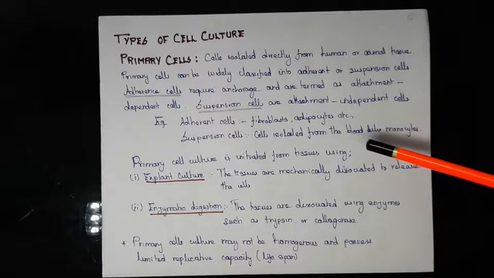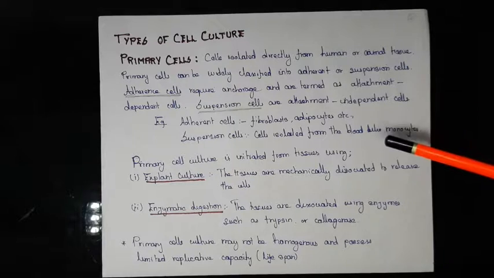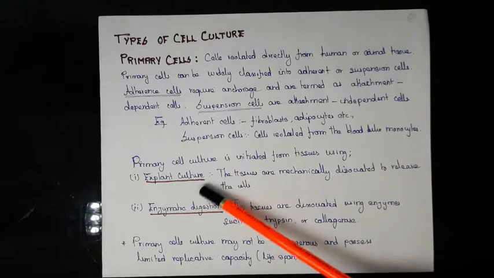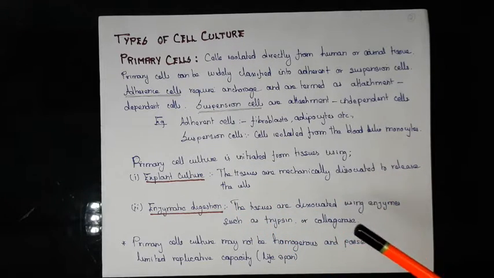The primary cell culture is initiated from tissues using either an explant technique, where the tissues are mechanically dissociated and made to release the cells, or the tissues can be enzymatically digested using enzymes such as trypsin or collagenase, which again releases the cells. These primary cell cultures may not be homogeneous because they may contain all the cells that are present in the tissue, and they possess very limited replicative capacity.